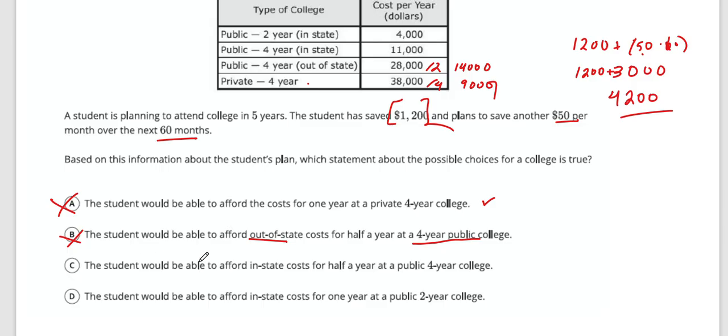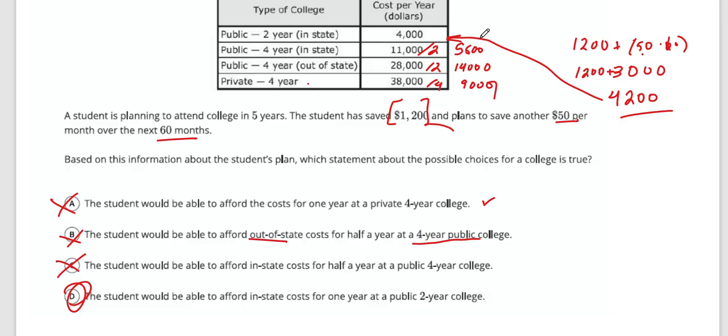The student will be able to afford an in-state cost for half a year at a four-year public college. Okay, in-state for half a year. That's a whole year, so divide that by two. That's 5,500. No way, he can't even afford half of that. Okay, so the student will be able to afford an in-state cost for 1 year at a public 2-year college. That's it, because he has what, 4,200? So he'd be able to go to that one.